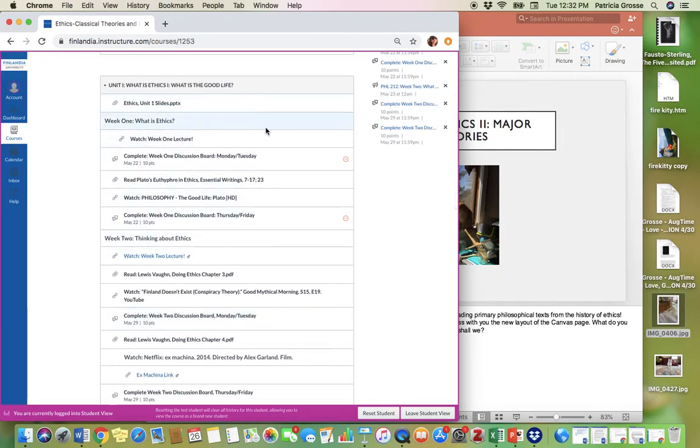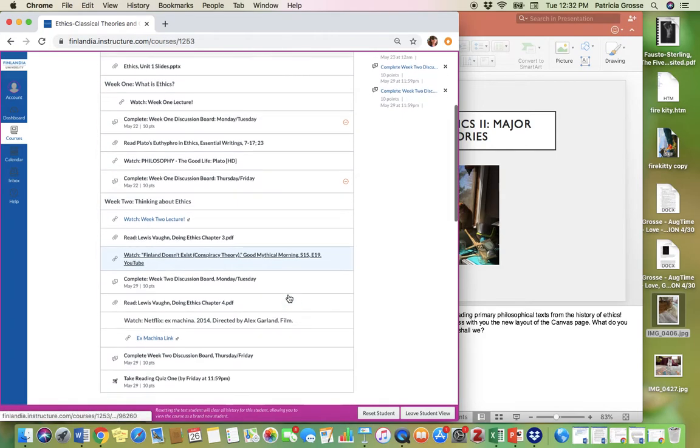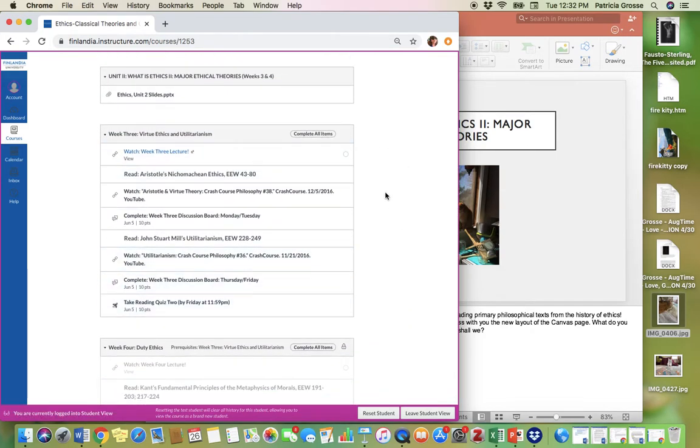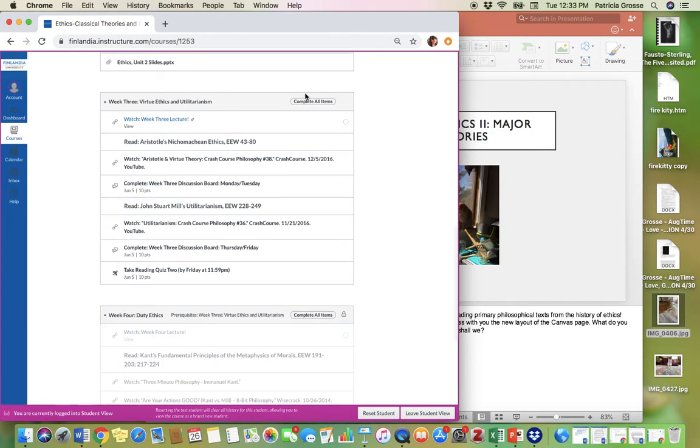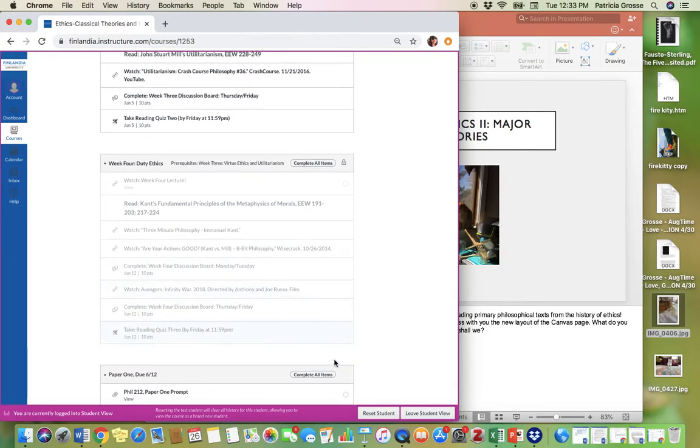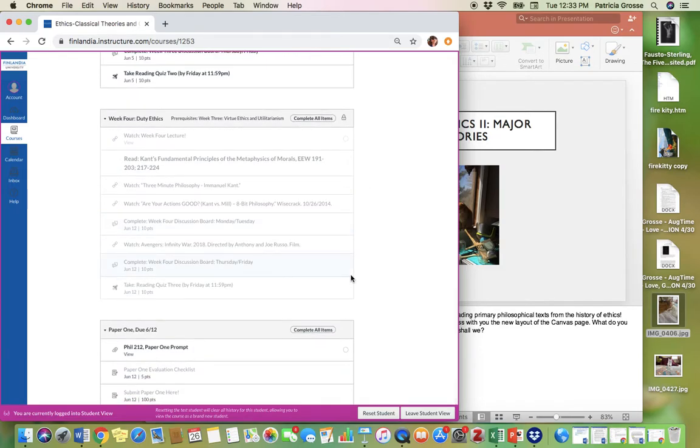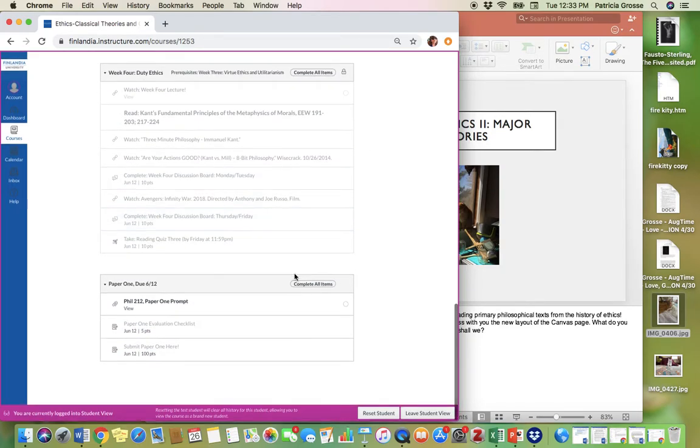And there's some stuff that you'll need to do, like you have to read slides. So that was Unit 1, right? And this is what Unit 2 is going to look like. You'll notice it's also going to say things like complete all items. So you'll have to complete each item on the list in order to move on to week 4. That I'm not going to change because I actually like you having to do things in order. It ensures to me that you're doing it. Same goes for the paper 1 prompt and paper 1.